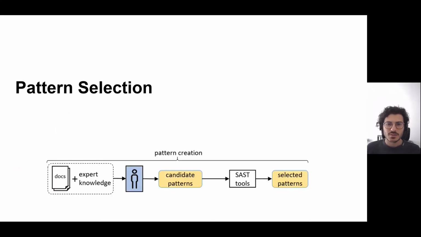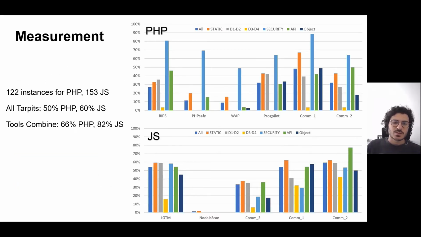After creating the patterns, we select them when at least one of the tools is not able to discover the vulnerability inside the pattern. We can see that here we have different dimensions, as I mentioned, and the tools have different behavior depending on the dimension. But at the moment, the most important is the first column, which shows the overall behavior of the tools. So we created 122 instances for PHP and 153 for JavaScript.